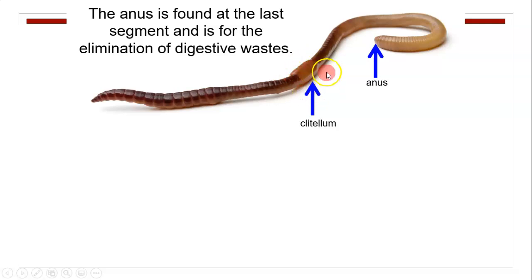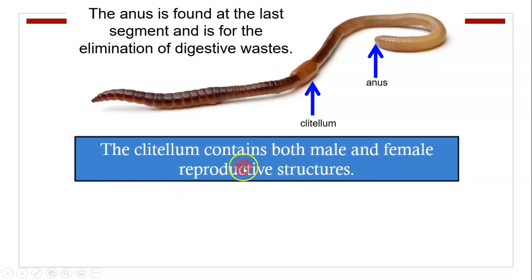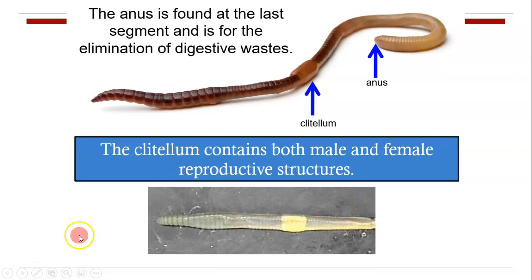Okay, now one of the more obvious features on the earthworm that you guys have all seen is this big band that's usually close to the middle. And this is called the clitellum. And the clitellum contains both the male and the female reproductive structures of this earthworm. The earthworm is hermaphroditic, and I'll talk about that in a minute. And so here's a real world picture of it, and this band that you see right here that I'm circling, that's the clitellum.